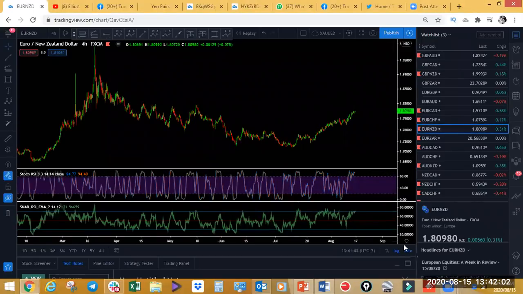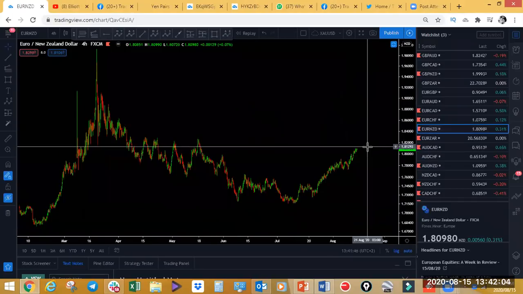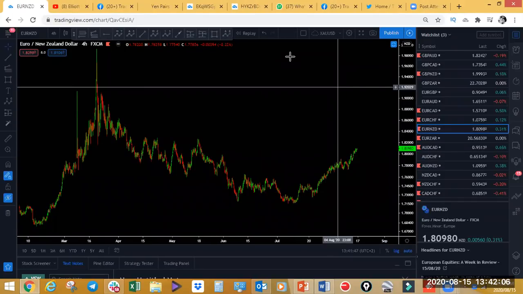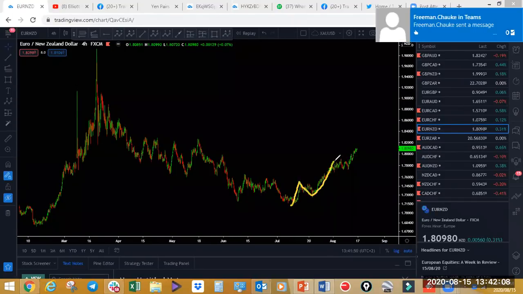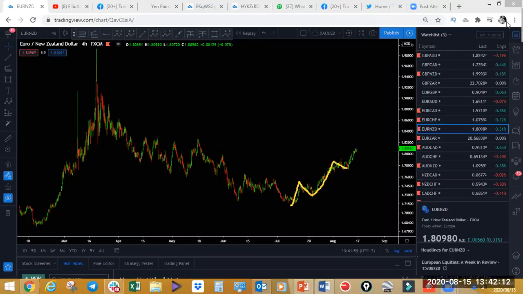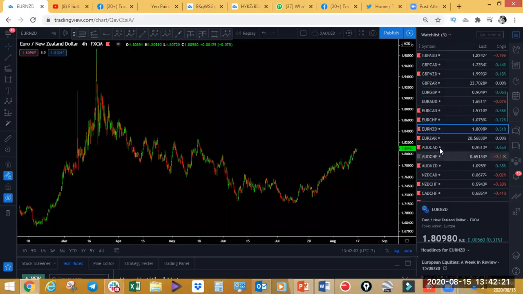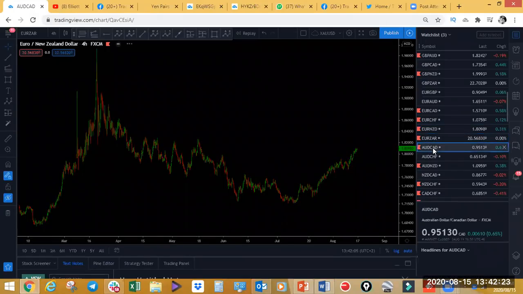Euro New Zealand: continuation to the upside, similar to pound New Zealand. This is still showing continuation to the upside. It has gone up in 5 waves, so we're going to be expecting a deeper pullback before a resumption of a move to the upside. That is Euro New Zealand. EURZAR we've already looked at.